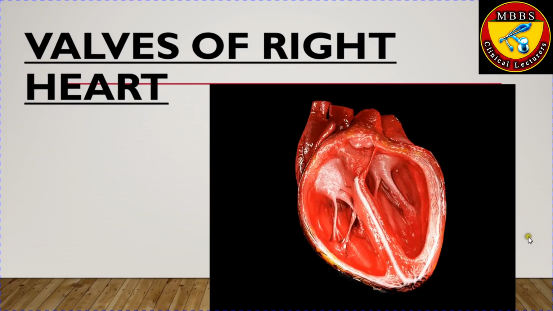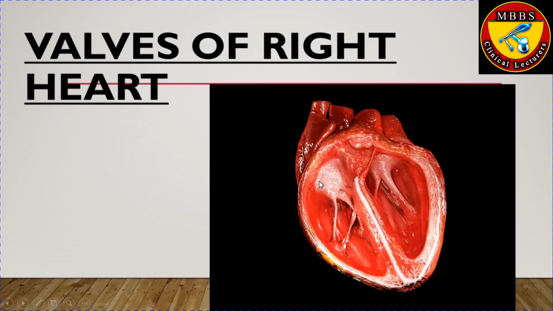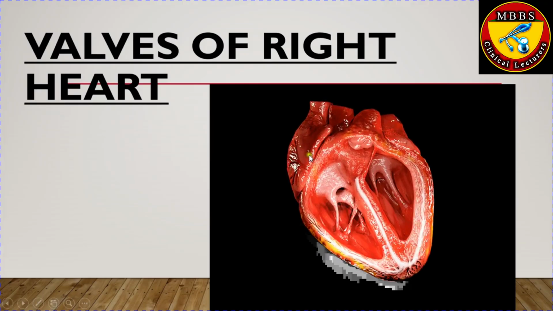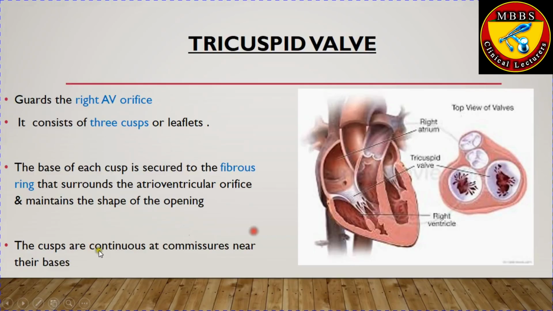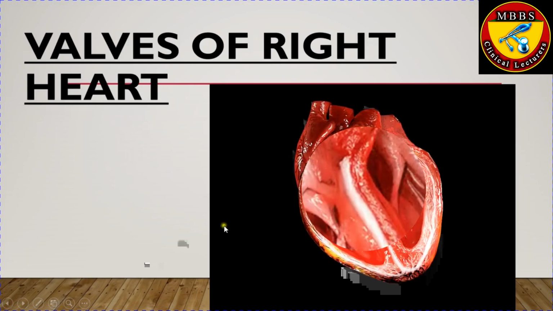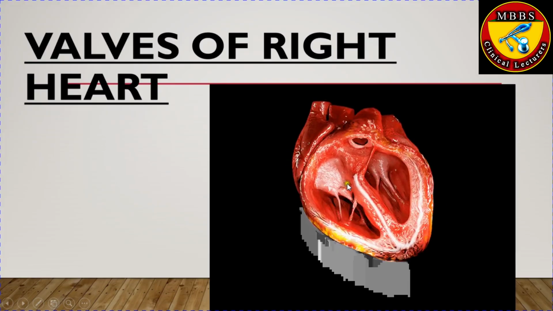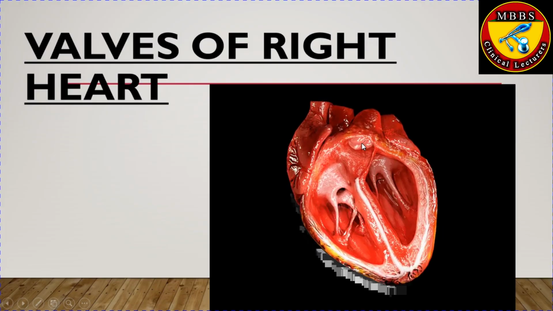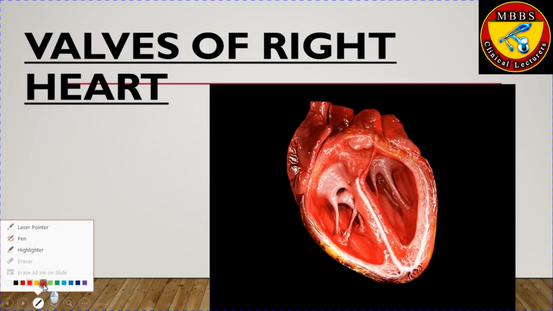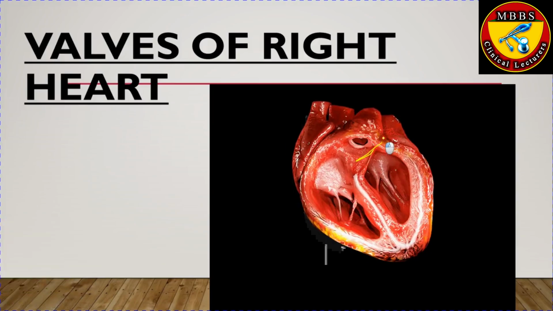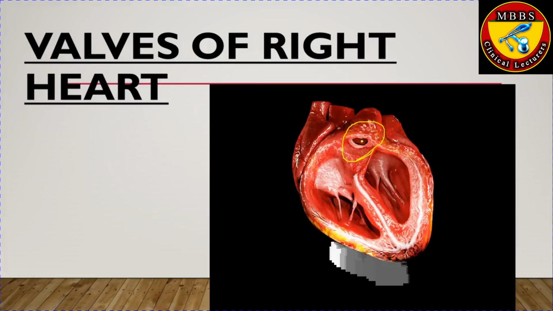The right heart has two important valves, one which is the atrioventricular valve present between the right atrium and the right ventricle. This valve is called the tricuspid valve. Another valve is present at the region of the outflow tract of the right ventricle, and this is called the pulmonary valve. You can see over here that this is the pulmonary valve.